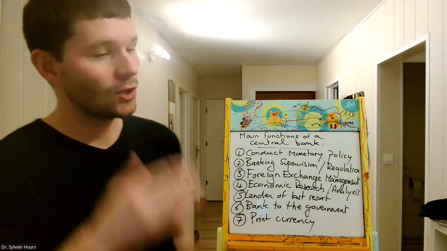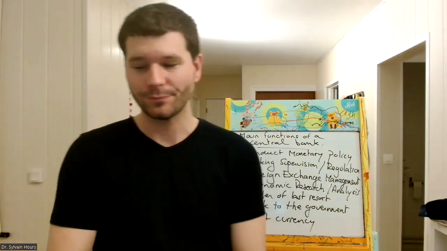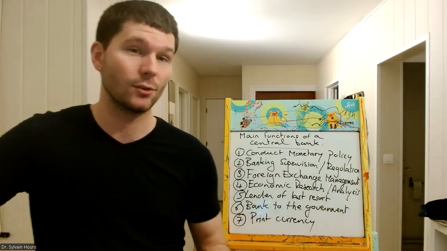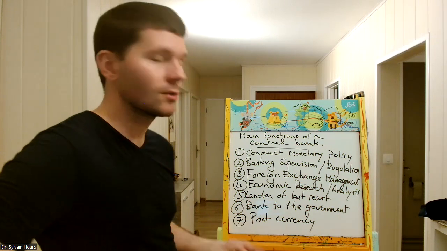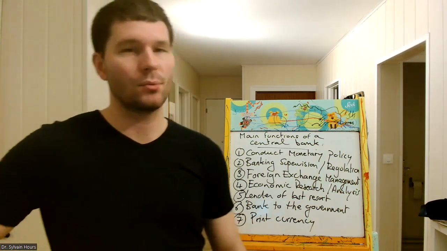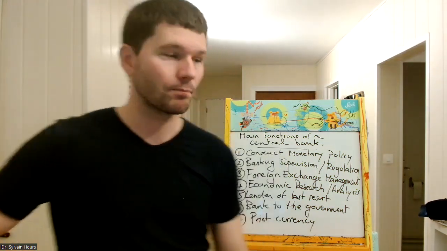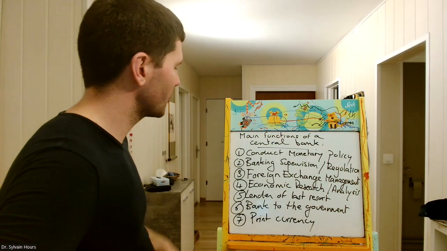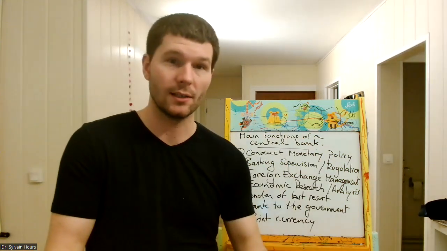And in many countries, but not always, the central bank is also responsible for printing the currency, the banknotes, and minting the coins. That's the case in Switzerland. The Swiss National Bank is responsible for printing the Swiss francs. Okay, so these are the 7 primary functions of a central bank in general.